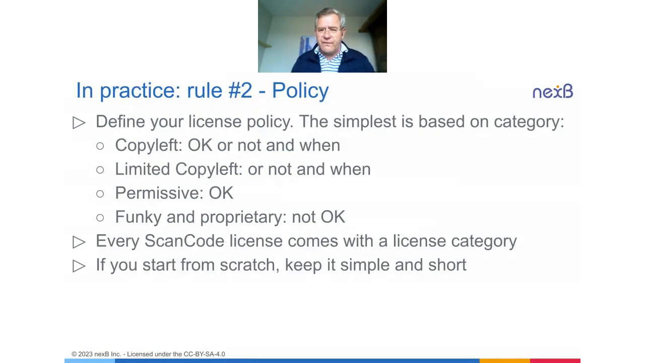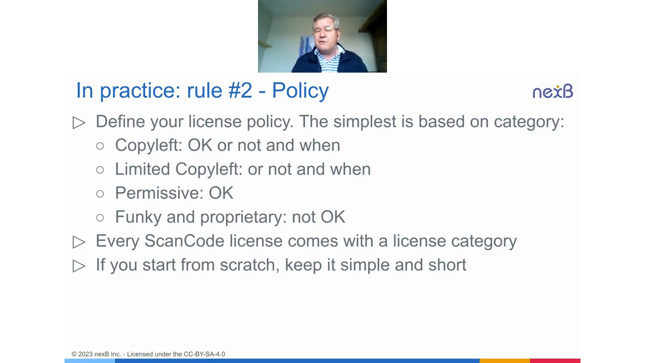Rule number 2, you need to define a simple policy. Policy is which license or license combination are acceptable to your organization. You may be developing open source tools, you may be developing proprietary tools. Your policy may be different, and based on your license and context, you may have different appetite for different licenses.